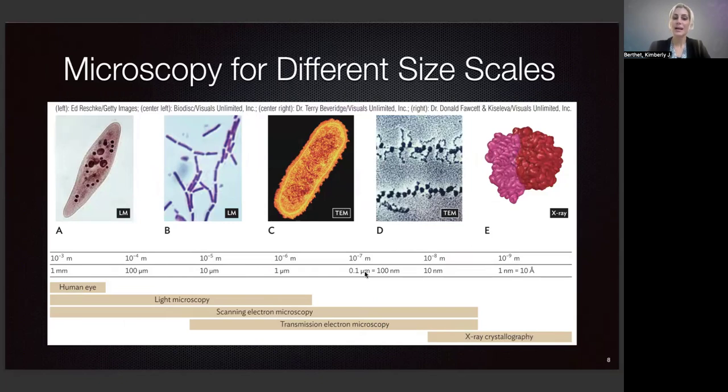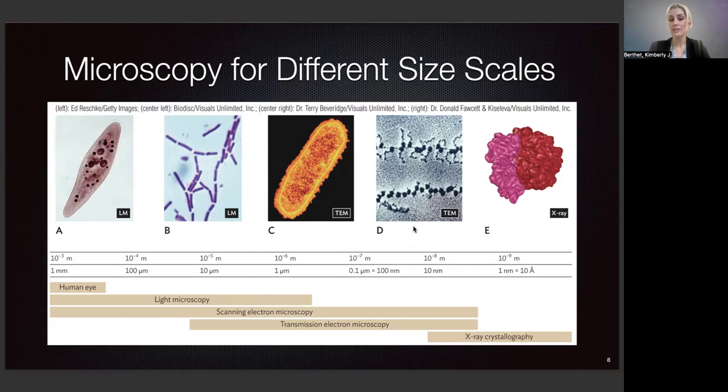Okay, looking at different sizes, we have quite a different size scale. Some microorganisms that are eukaryotic can be seen with the human eye as they're quite large, or just the light microscope. Moving down, we have bacteria with the light microscope. Then we can get into transmission electron microscopy. So moving from this sample to this sample, we see with TEM a lot more detail of the Bacillus bacterial sample.